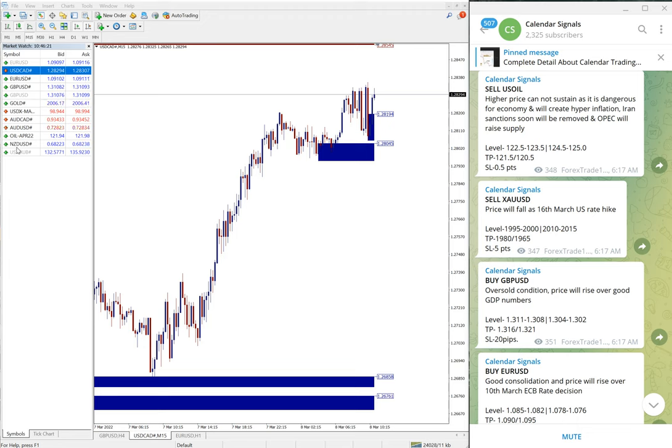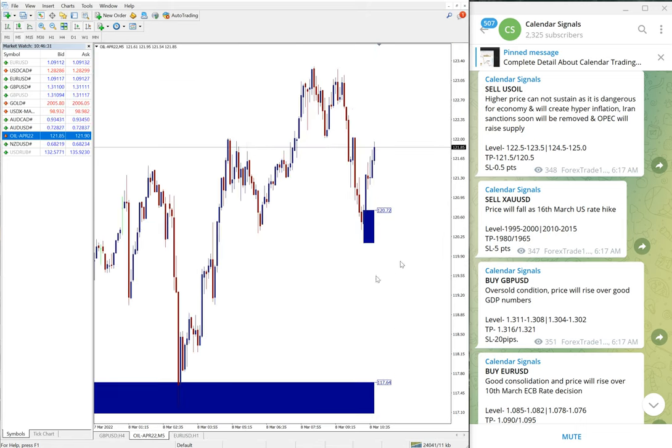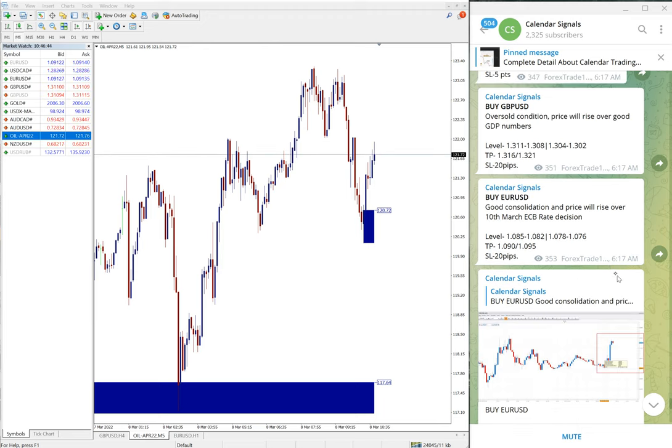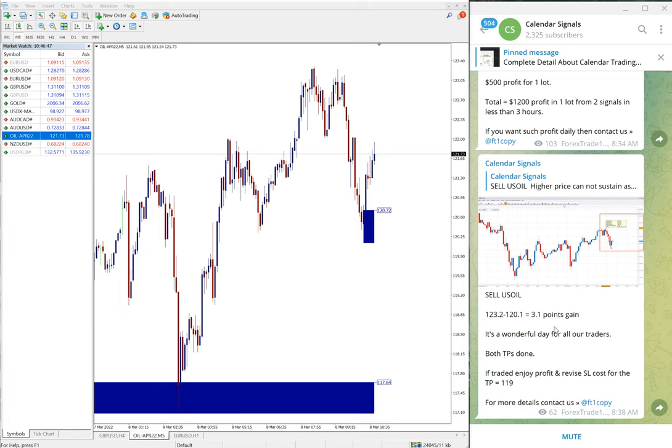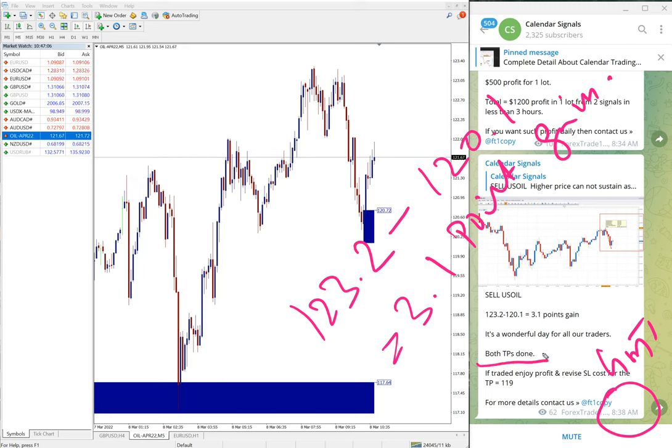So now we will see the performance. First US oil performance we will see. We gave sell US oil. As you can see the chart here, let me open 5 minutes chart so it would be clearer. Here you see US oil 5 minutes chart is opened, and oil performed from our given level as we have updated on our channel. If you see here 8:38 a.m. GMT we updated on our channel, entry at 123.2 and moved till 120.1, so 3.1 point gain on sell US oil. And also we mentioned both the targets achieved.